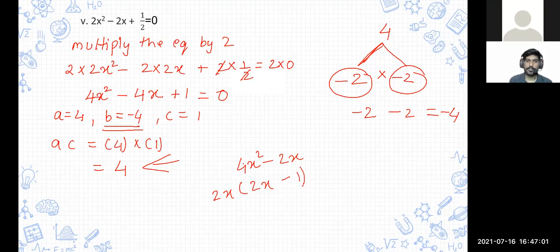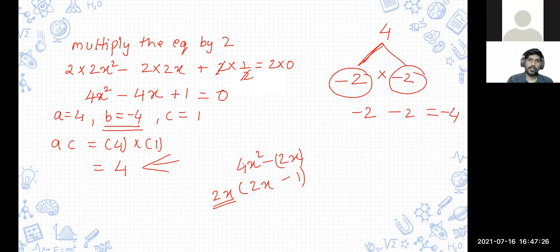But how 1? You just divide, no? So why will you get 1? 2x divided by 2x is 1, right? Because you have taken 2x common, so this part will become 1. And in the earlier one also you will take 2x outside.